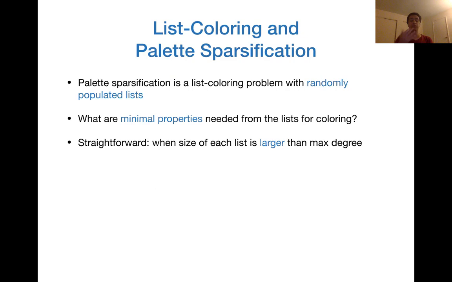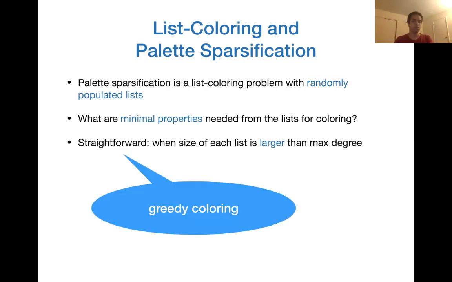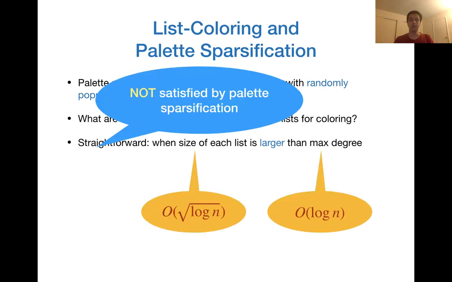The most straightforward property that one can say is that whenever we have lists on the vertices of the graph and the size of each list is larger than the maximum degree, we can definitely use those lists to color the graph. The reason is just greedy coloring. So the first question is: does palette sparsification satisfy such a property? And the answer is no. The reason is that when we are sampling a square root log n colors per vertex, and it doesn't matter whatever number we use, the maximum degree of the graph is going to be quadratically larger than the size of each list. So palette sparsification does not satisfy this guarantee, and we cannot just apply a result like that.